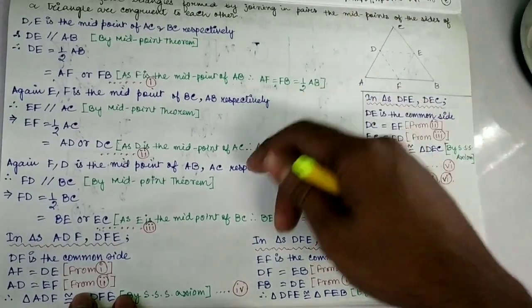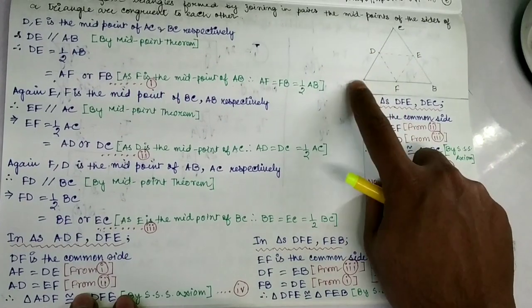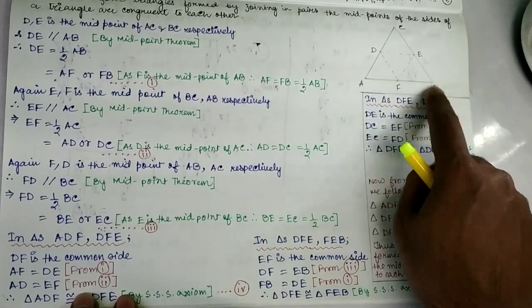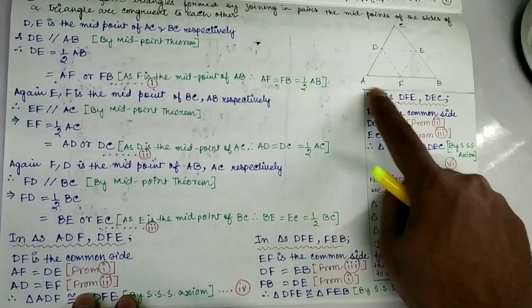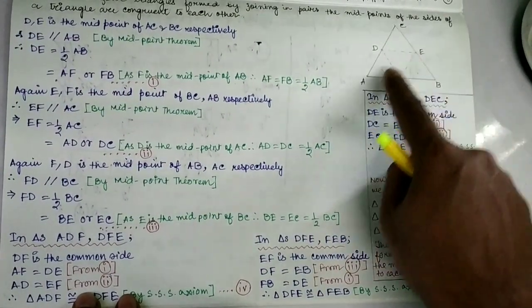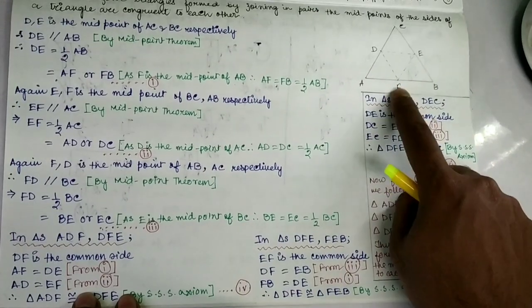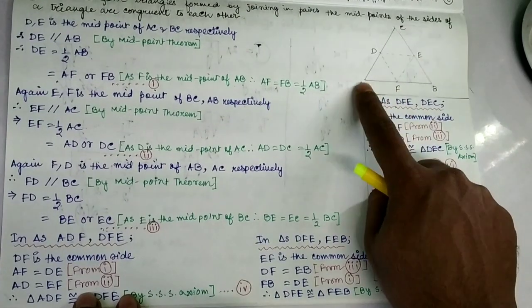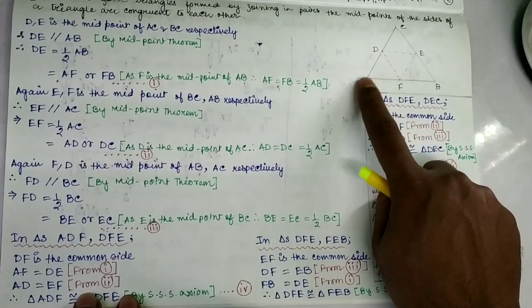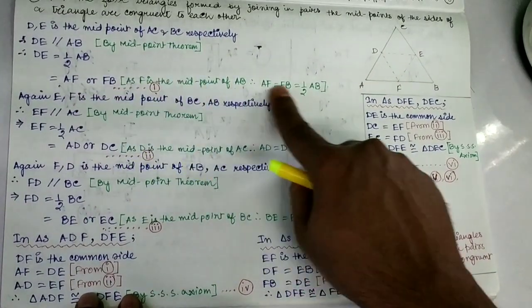Okay. Now from the midpoint theorem we know that the line joining these two midpoints will always be parallel to the third side and will be equal to half of the third side. That means DE will be parallel to AB, and at the same time DE will be equal to half of AB. Now half of AB, and we all know that F is the midpoint of AB. So it means AF and FB are equal. So half of AB means it can be AF also or FB also. I have written the reason over here.